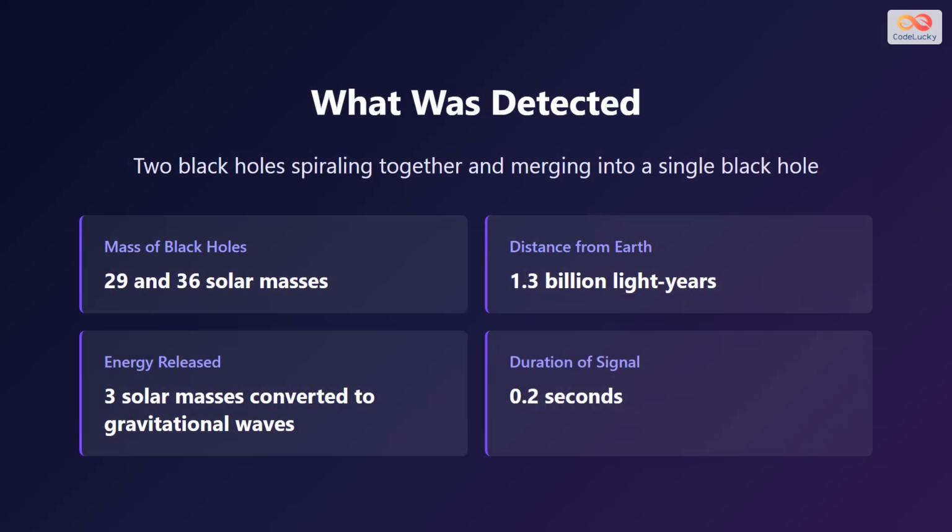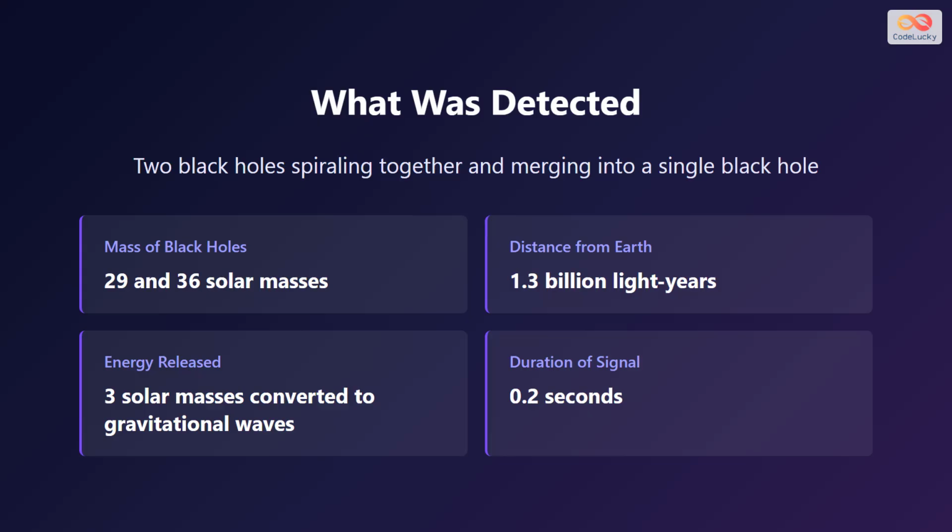The signal that LIGO detected on that historic day came from two black holes spiraling together and merging into a single black hole. The two black holes had masses of 29 and 36 times the mass of our Sun. This collision occurred approximately 1.3 billion light-years away from Earth, meaning the event happened over 1 billion years ago, and the gravitational waves have been traveling through space ever since.